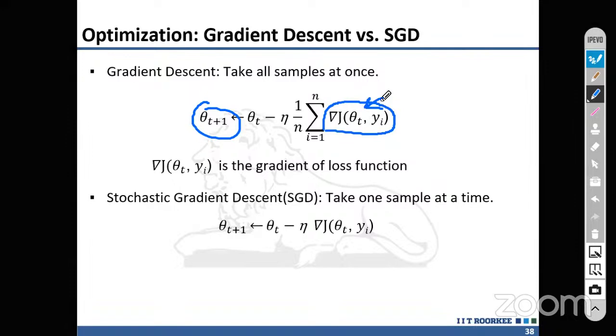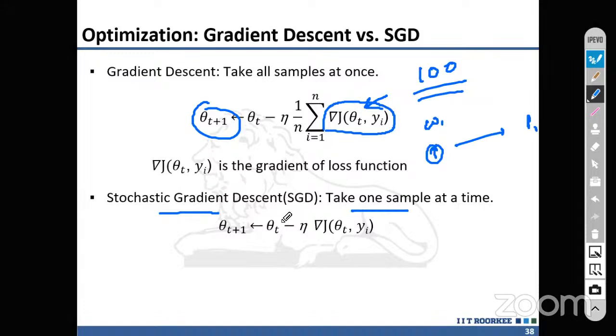Now if you have 100 examples in your data set, I will not change the W's after every sample. For example, if I take one sample and get some predictions, and based on these predictions I adjust, I do not want that. When I adjust after every example, that is called stochastic gradient descent.